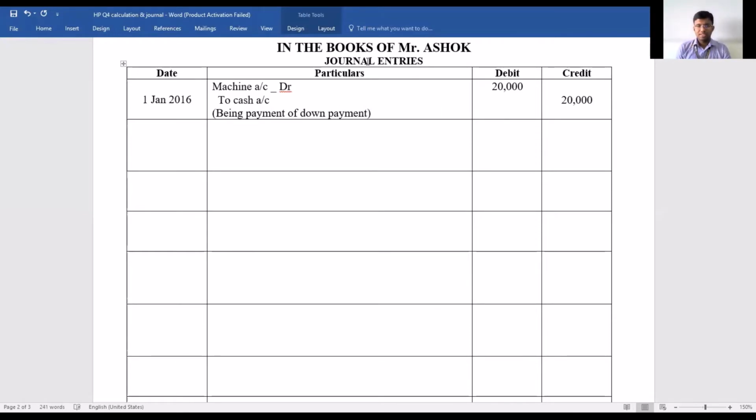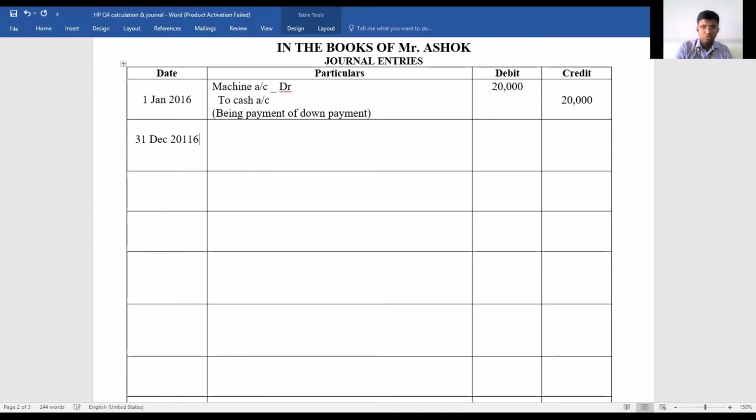So this is completed. Next. We will be having only one entry at the beginning of the financial year, or at the time that you are confirming it. The remaining entries you will be passing at the end of the year.